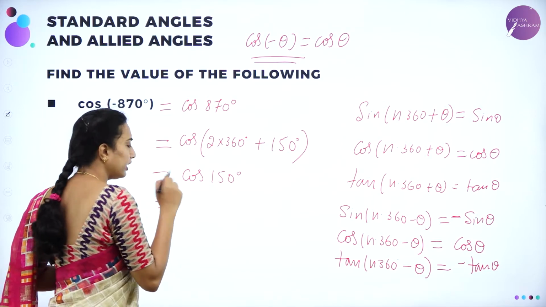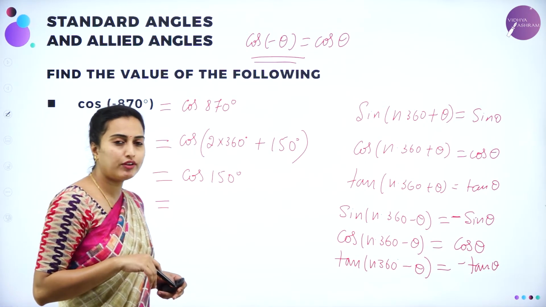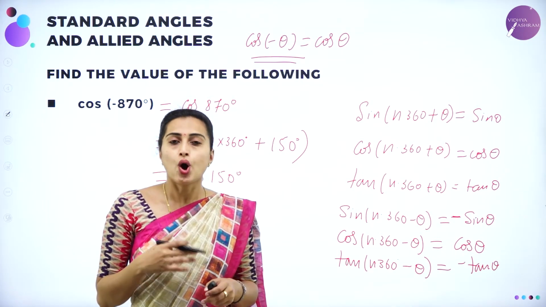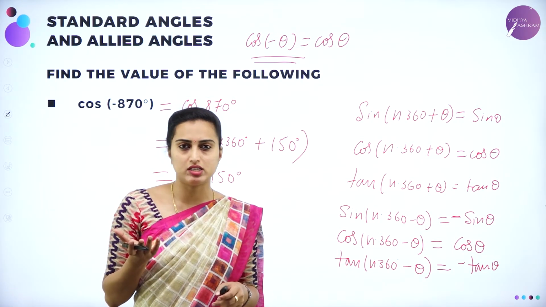Now, how are you going to write cos 150 degree? Cos 150 degree can be written as either 180 minus theta, because it is below 180, or 90 plus theta, which is above 90. Correct?